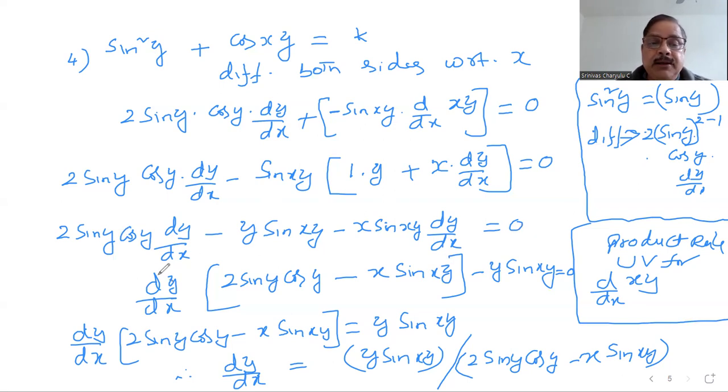Then dy by dx is common between the first term and the last term. Dy by dx into 2 sin y cos y minus x sin xy, correct? Minus y sin xy. Then 2 sin y cos y minus x sin xy is equal to y sin xy. Therefore, dy by dx is equal to y sin xy divided by 2 sin y cos y minus x sin xy. From trigonometry, 2 sin y cos y is sin 2y. That also you can write down if you want, or retain like this, doesn't matter. Okay, for today, the last sum we'll do.